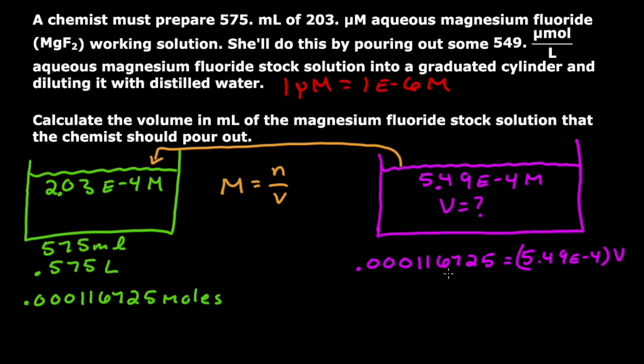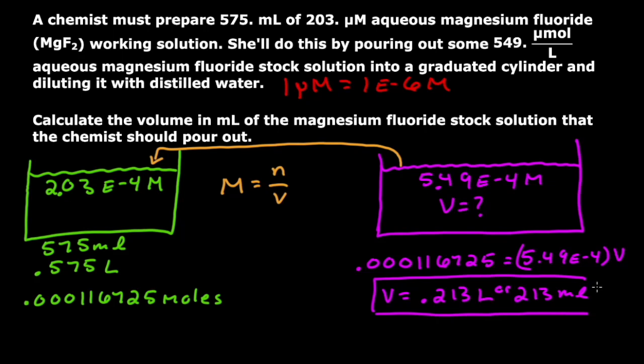When I solve this equation for V, the volume that I need to take out of this is going to be equal to 0.213 liters. Now the question says we want this in milliliters, so I'll multiply this by 1,000, and I'm going to get 213 milliliters. So I can have 0.213 liters, or I can have 213 milliliters. This is the solution that would have to come out of this in order to put into here to get this number of moles of the solution I want to make. So the answer would be 213 milliliters.